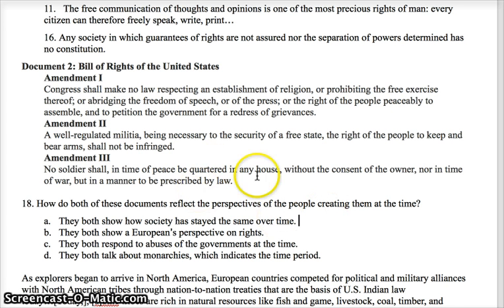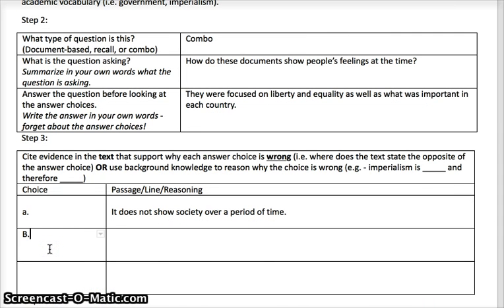Answer choice B, they both show a European's perspective on rights. This one I can get rid of right away because the United States is not in Europe. So I'm going to put the United States is not in Europe.